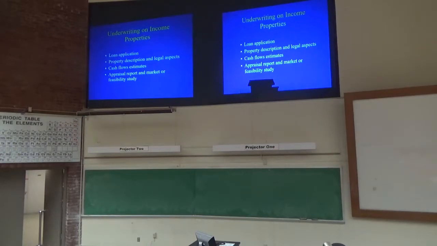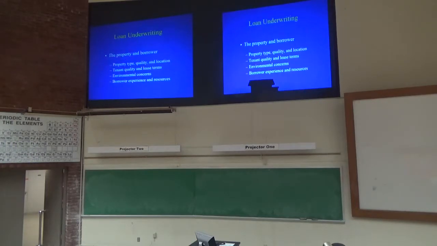Okay. And then you're gonna get your loan application and the description of the property. I need all the legal aspects associated with the property, I need environmental reports, I need cash flow, pro forma estimates, I need all of the budgets, I need an appraisal report, and I need all the market research and the feasibility study. I need everything. Give me the 7 boxes of everything for the property so I can.